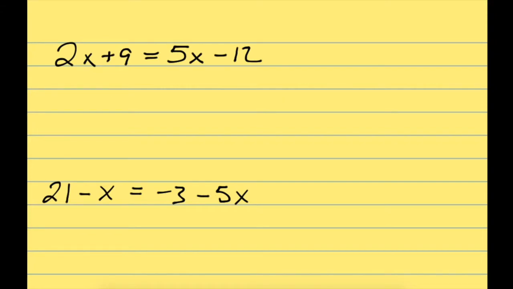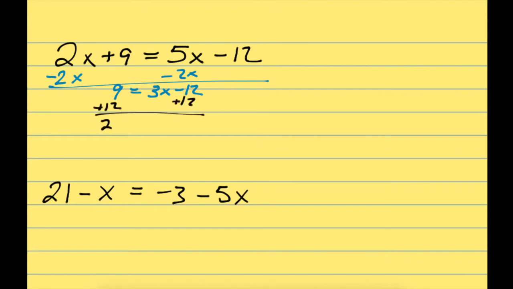Okay, so up here you might have chosen to subtract 2x from both sides first. That would give you 9 equals 3x minus 12. Then you'd add 12 to both sides: 21 equals 3x, and dividing both sides by 3 gives you x equals 7. Now, you might have taken some different steps to get there, but as long as you came up with x equals 7, then you're good.